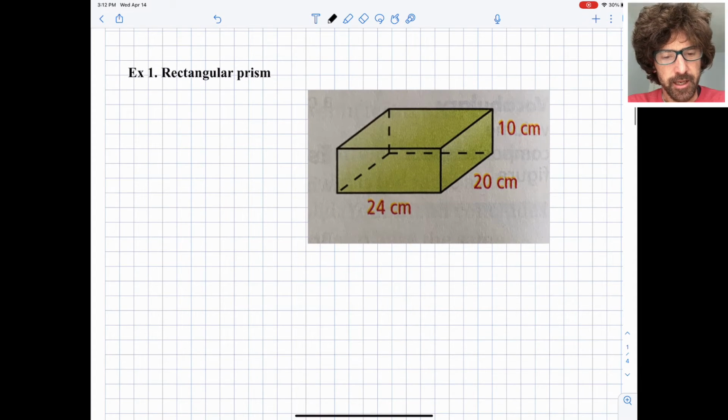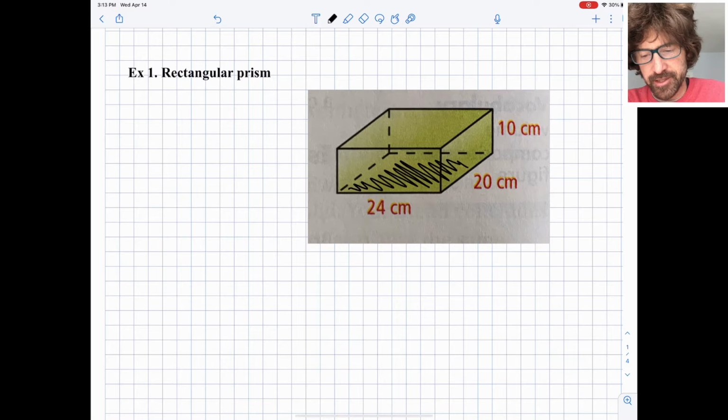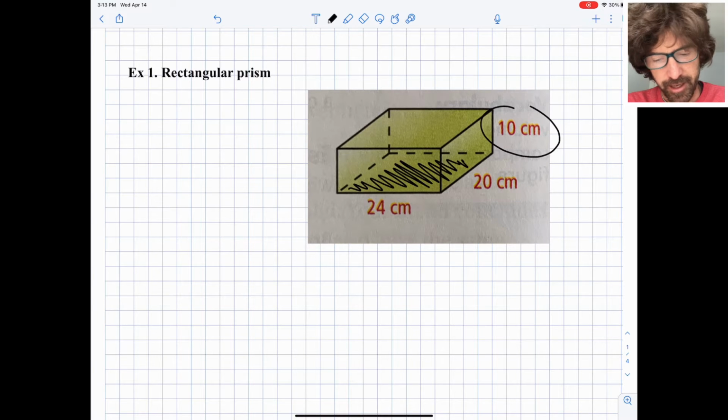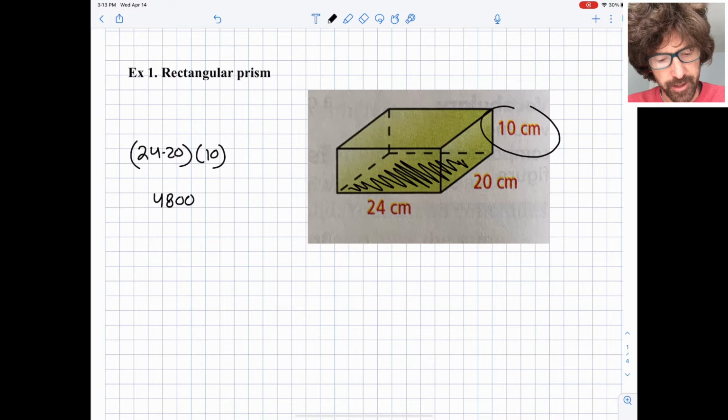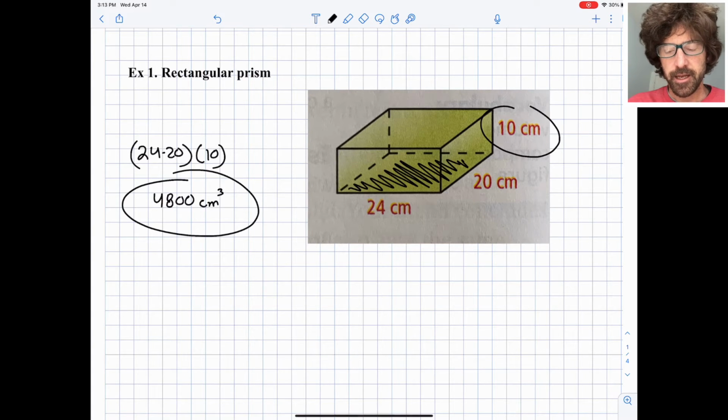So let's do an example. For a rectangular prism, we could actually think of any of the six faces as potentially being the base of the thing. But let's think about the way it's oriented right now. This has a base that is 24 by 20 and then a height of 10. So the area of the base, which is a rectangle, is 24 times 20, and then that is multiplied by the height of 10. So I get a total volume of 4,800 cubic centimeters. Okay, and if you turn this rectangular prism vertically on one of its other faces, you would get the same solution as well.